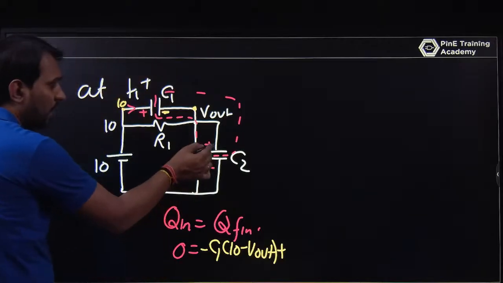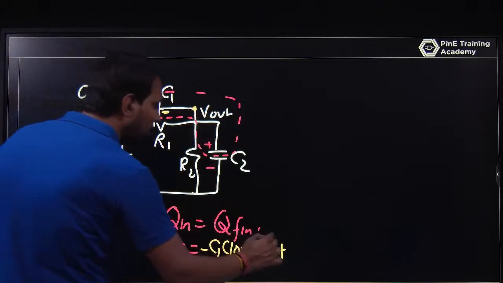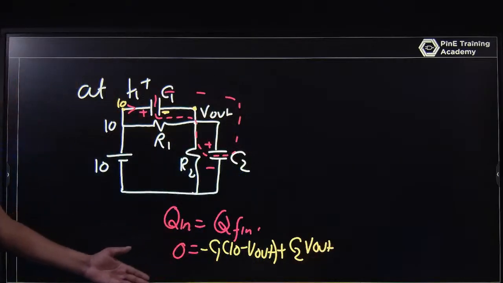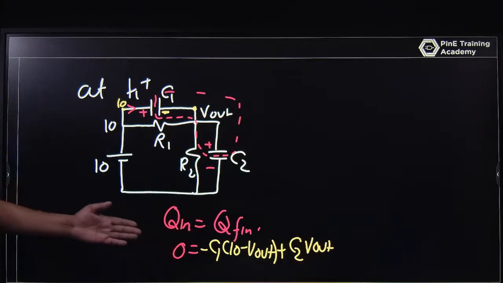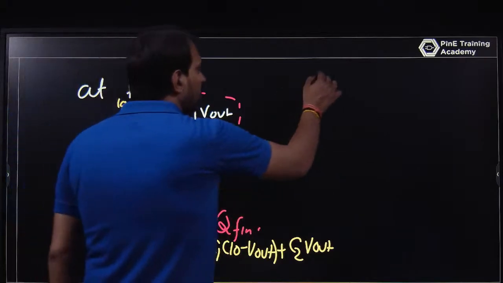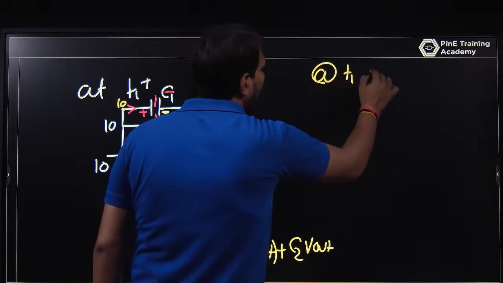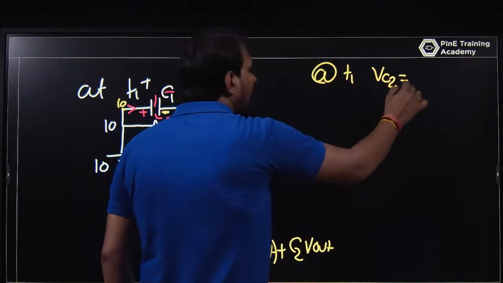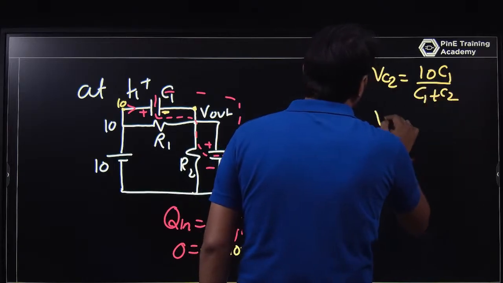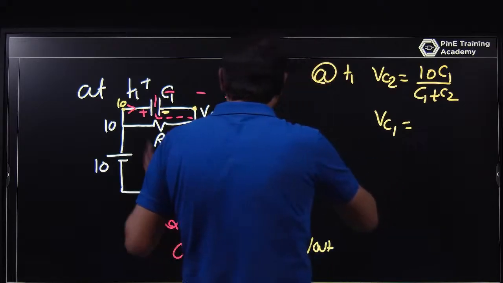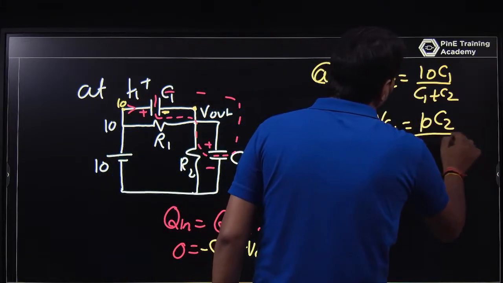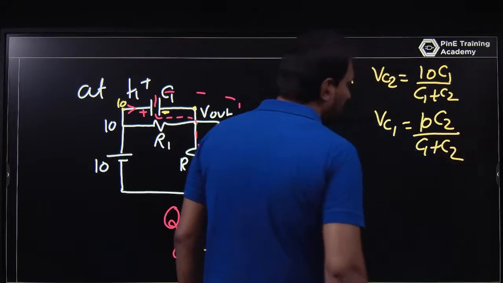plus what is that voltage? That is C2, with V out minus 0, so that is C2 into V out. You can align it in one line. What is V out? V out is 10 C1 upon C1 plus C2. So at T1 plus, VC2 will be 10 C1 upon C1 plus C2, and VC1 is 10 minus V out, or you can directly write it as 10 C2 upon C1 plus C2. This is the way.